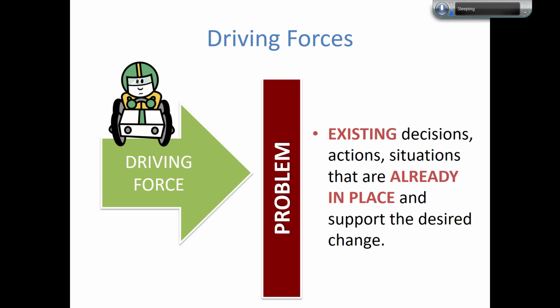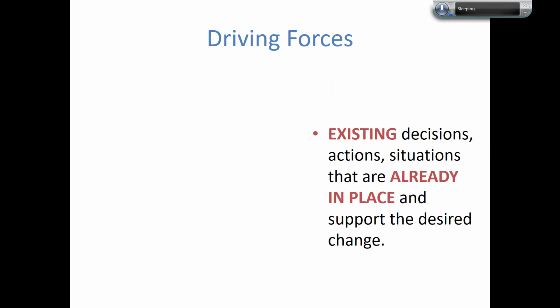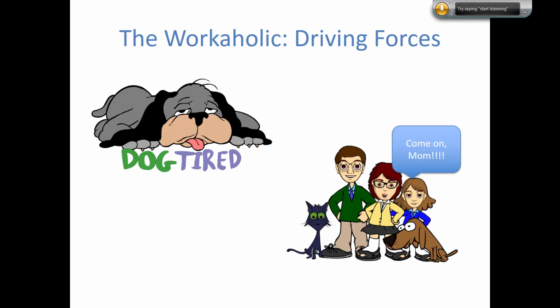So in the absence of anything that was against those so-called driving forces, those existing situations, actions, and decisions would probably make your desired outcome come to life. Let me give you a specific example here. So, what could be my driving forces, or the things that were already in place that by themselves would probably lead me to solve the problem?